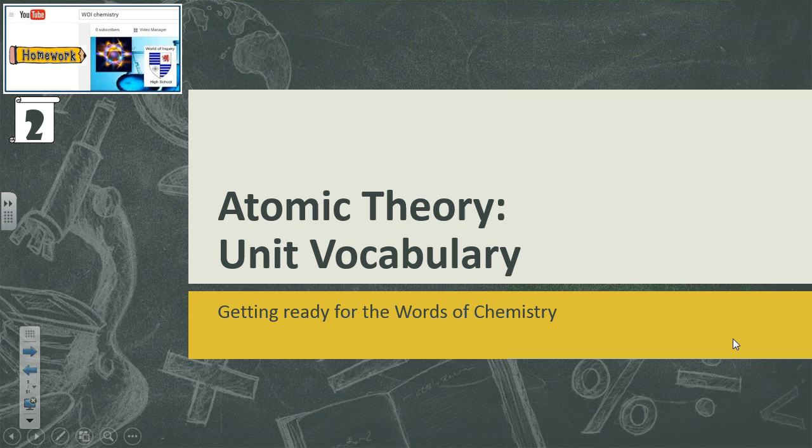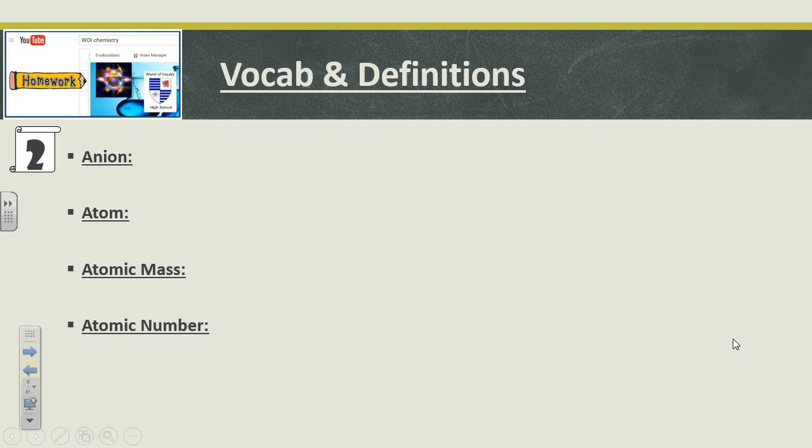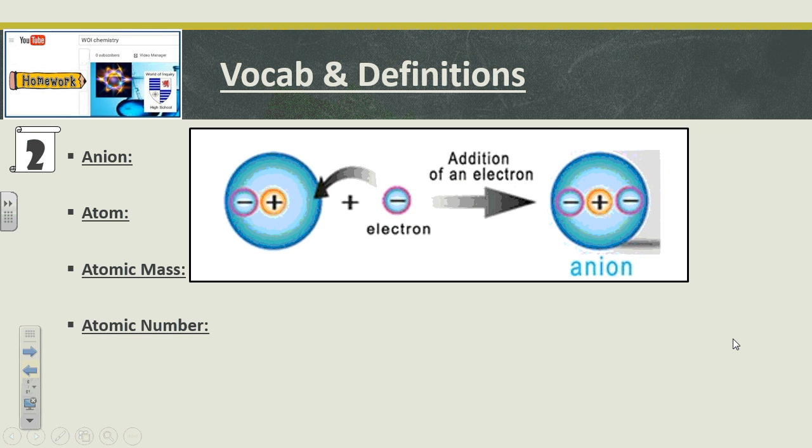Unit vocab for atomic theory. Ooh, let's see if I can keep this one short, because guess what we added? Pictures. An anion. Check it out. If I have a regular atom and I add an electron, I make an anion. So there's a little picture talking about what I'm saying.